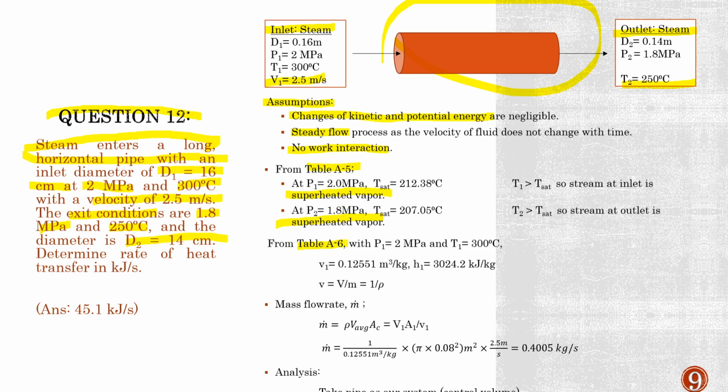Now we can find Table A6 with the inlet information, then we can find the specific volume and also the enthalpy. By having these two and also the velocity, we can find the mass flow rate. So the analysis is obviously that the pipe is the system.